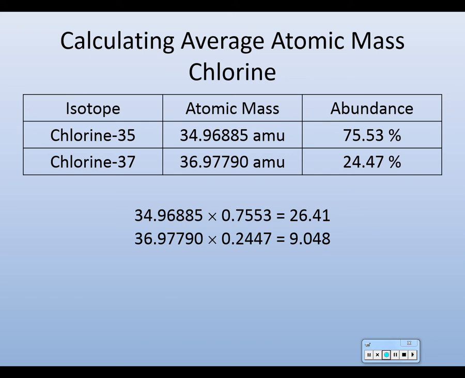Good there? Then you'd have to do the same calculation for the next isotope, right? Chlorine 37. You take its atomic mass, which is 36.9780, here's the abundance. So now you put 24.47 over 100, or you can just turn it straight into a decimal like this, and you get this value.